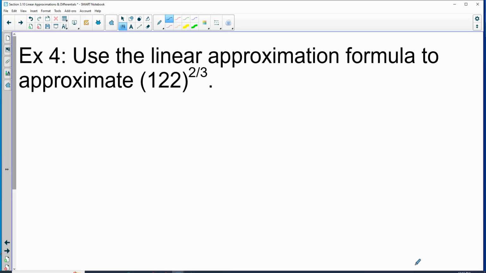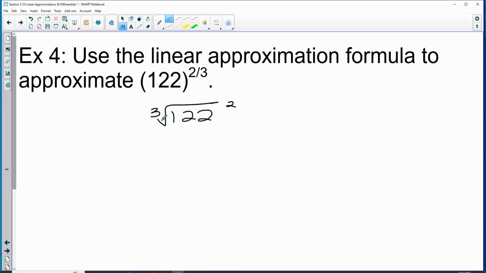Let's look at this one. So if I want the linear approximation formula to approximate 122 to the 2/3 power, it's a little bit different. I didn't give you a function and an a value. I told you this is what I want you to find the estimate of. So we have to make a function and an a. Keep in mind, a 2/3 power means we have the cube root of this squared.